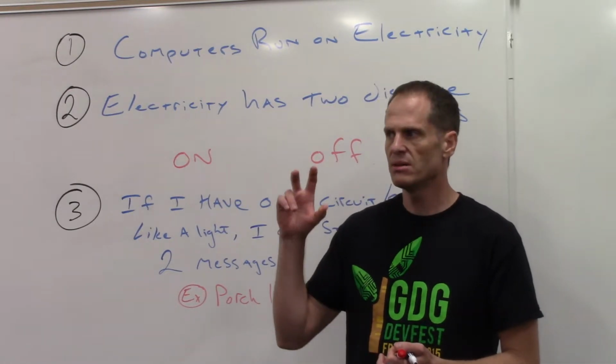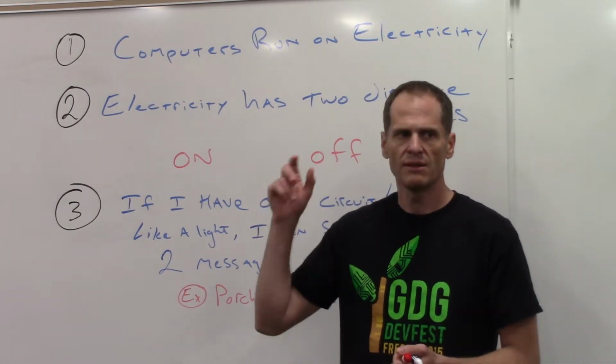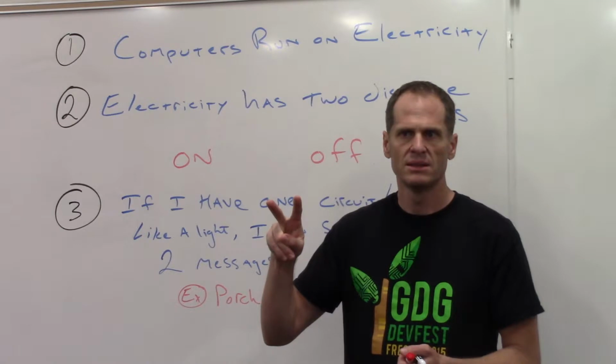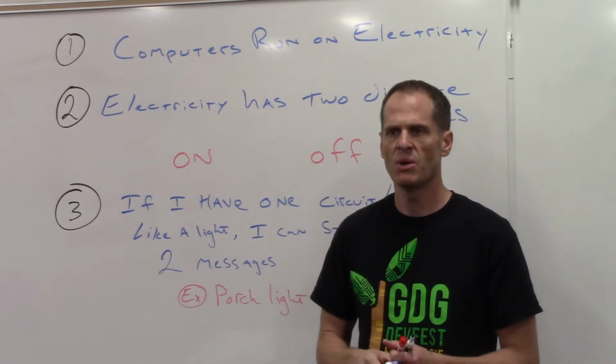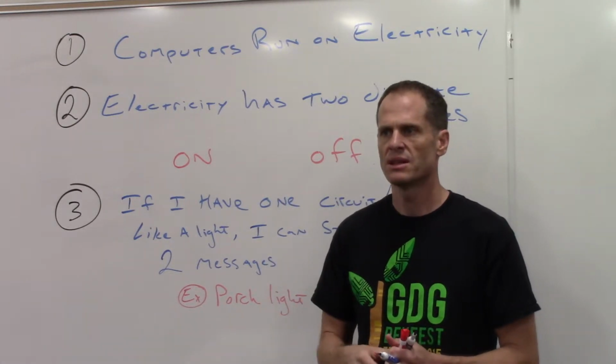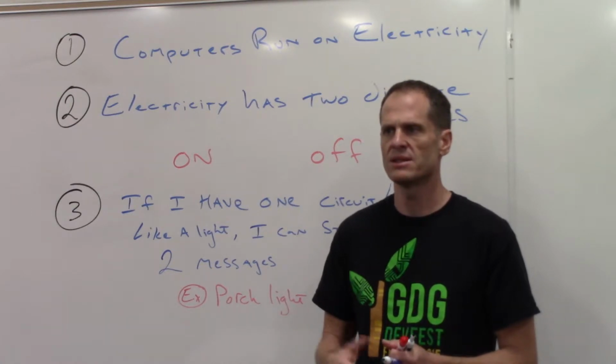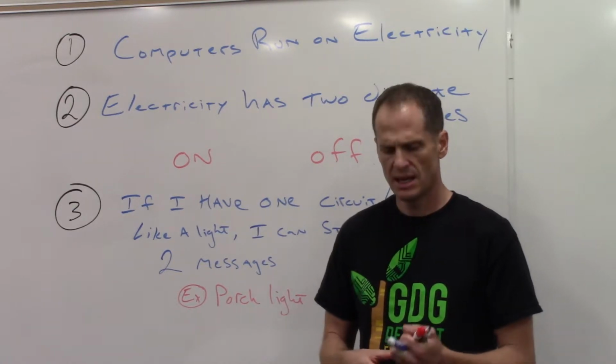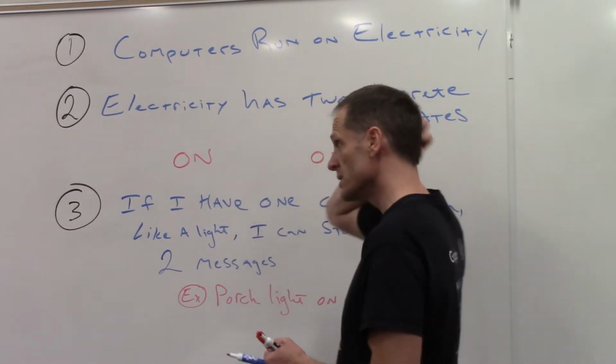So with a single circuit, a single switch, I've stored and conveyed a message. And it can be one of two messages. Come trick-or-treat or go away. My porch light is on or off. Okay? And that is known as a coding scheme.